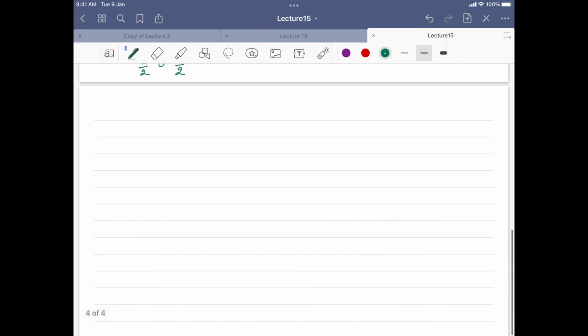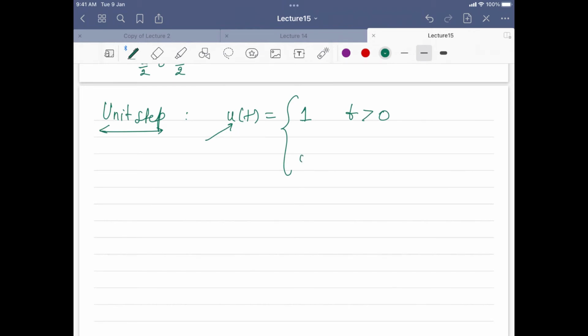Then we have the unit step. The unit step is defined by the symbol u(t), and mathematically it is 1 when t is greater than 0, and it is 0 when t is less than 0. So this is the definition of the unit step. If you want to see it pictorially, it is represented like this.